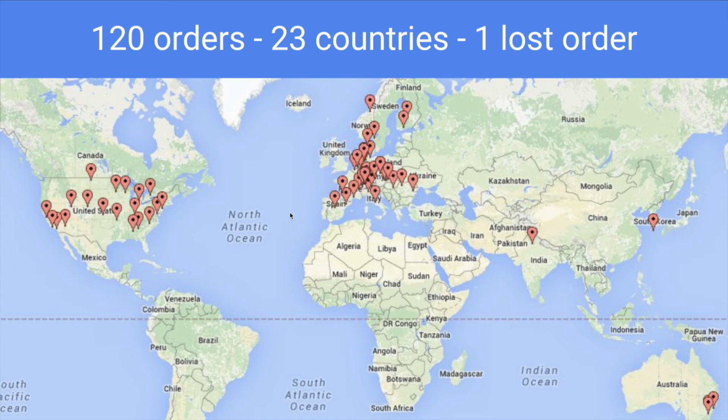But on the upside, within a few months I could ship about 120 orders to 23 countries, and I also had only one lost order in the process. You might think 120 orders is not so much, but keep in mind that I was just experimenting and trying to figure out if there was a market. And I didn't have to spend a lot of time and money to manufacture a product and set up a complex shop system with automated order forwarding. So I was doing a lot by hand.